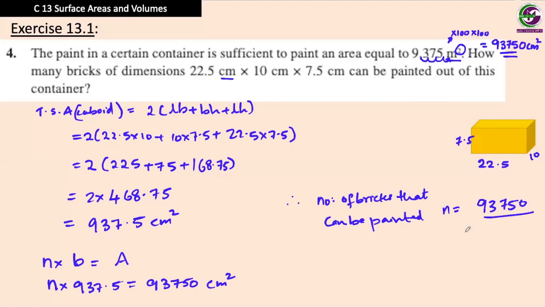Therefore, the number of bricks that can be painted is equal to 93,750 divided by 937.5. Now to move the decimal, you can multiply by 10 on both the sides, in the numerator and in the denominator. So it changes to 937,500 divided by 9375. So we are left with 100. So we can paint 100 bricks with this container having the paint for an area of 9.375 meters square. Moving on to the next question.